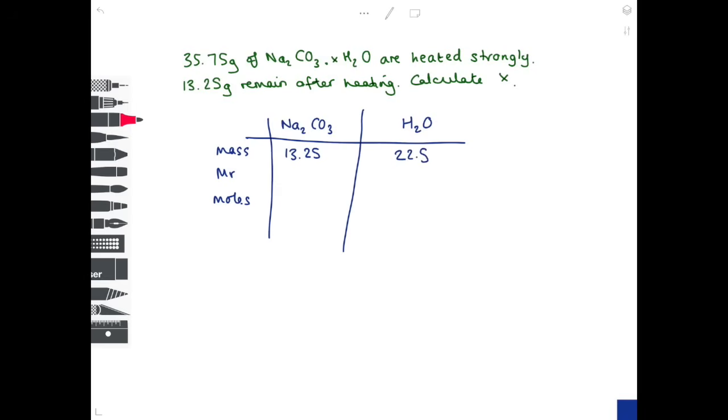The MR, use the periodic table, so we'll see sodium is 23, times it by 2 because of that small 2, plus carbon's 12, plus 3 lots of oxygen, which is 16, to get an MR of 106. And I know off by heart that the MR of water is 18, and you can check that in the periodic table if you don't believe me. To work out the number of moles now, mass divided by MR, giving us 0.125. This is 1.25. And then divide by the smallest number, which is clearly 0.125.